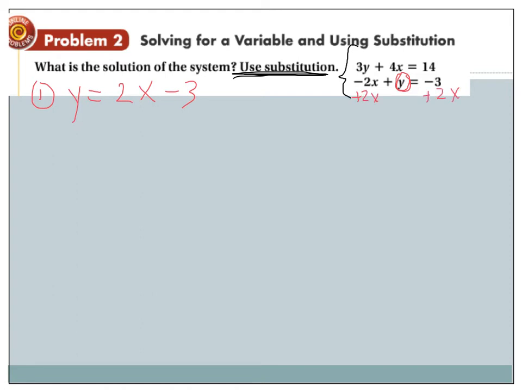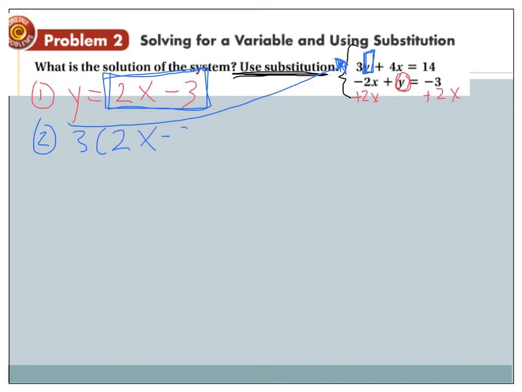I had to make sure to move over the 2x, so I had to add 2x to both sides. My second step is to substitute this into my second equation. So if I look at my second equation, I put y equals, so I'm going to put that in place of my y. So I'm going to rewrite this equation, but again, substituting what I know y is equal to. So it'd be 3 times (2x minus 3), because that's what y is equal to, and then plus 4x is equal to 14. And your third step is to solve for the variable.